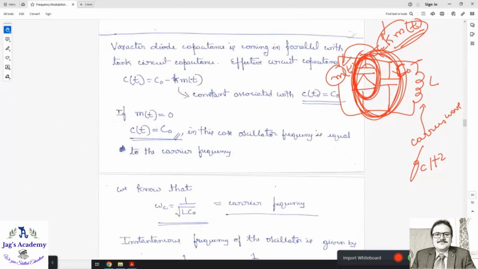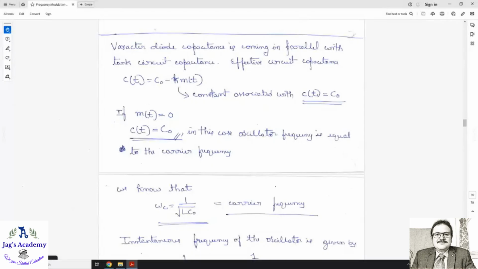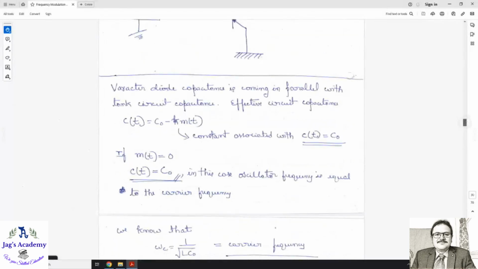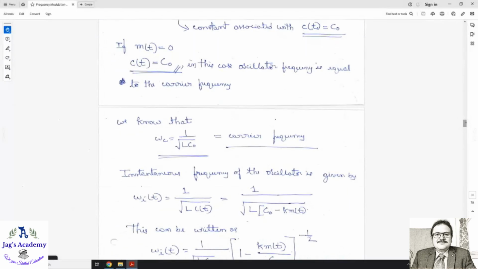Have you understood this? Okay, that's what I have showed you here. See, when M of t is equal to 0, C of t is equal to C naught, it will generate a carrier frequency. Okay, now let us do some small analysis here. It's very simple. Did you come across this formula? This is called the design formula. Omega c is equal to 1 by root of L into C naught. Have you come across this formula?